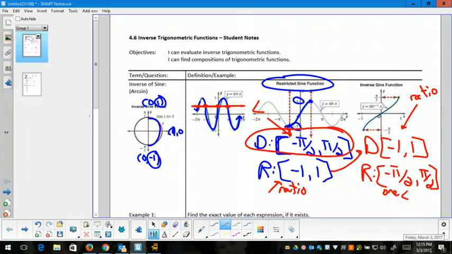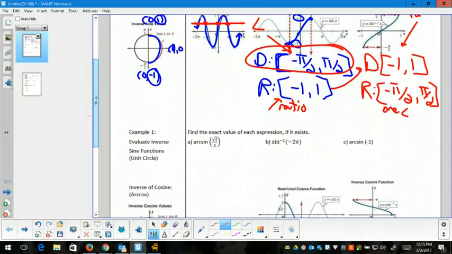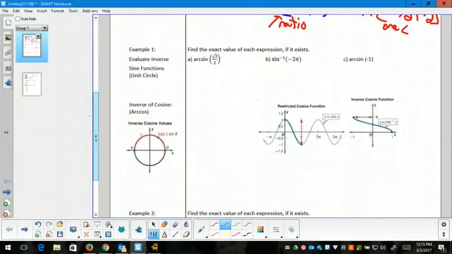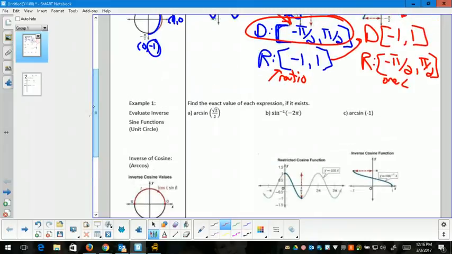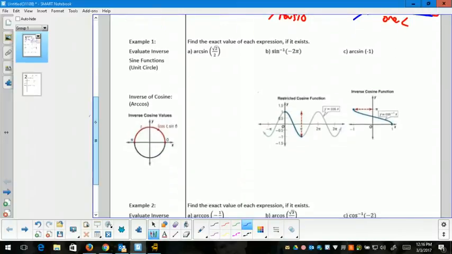And that's why it's restricted to this, because if we went to the other side of the circle, we'd get other values that were the same. So when we come down here and you're going to want your unit circle handy, find the exact value of the expression if it exists. So remember, if it exists means it has to fit in this interval. The domain that we're looking at, that's all we can put into the function, and it better map to something between here. Okay? So find the exact value of each expression if it exists.